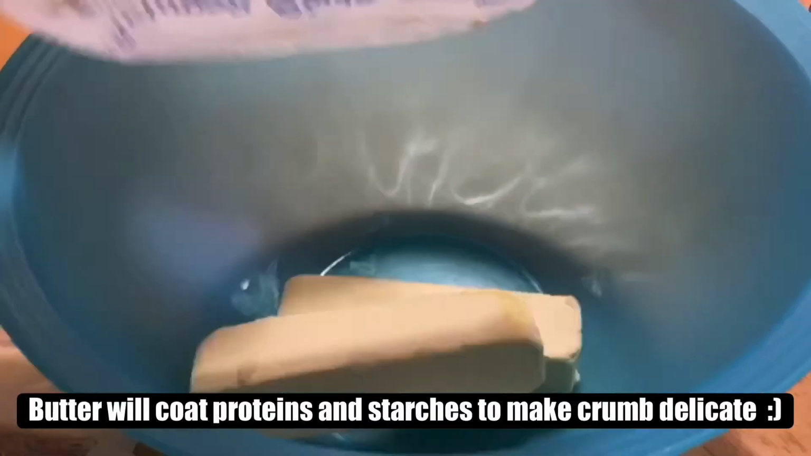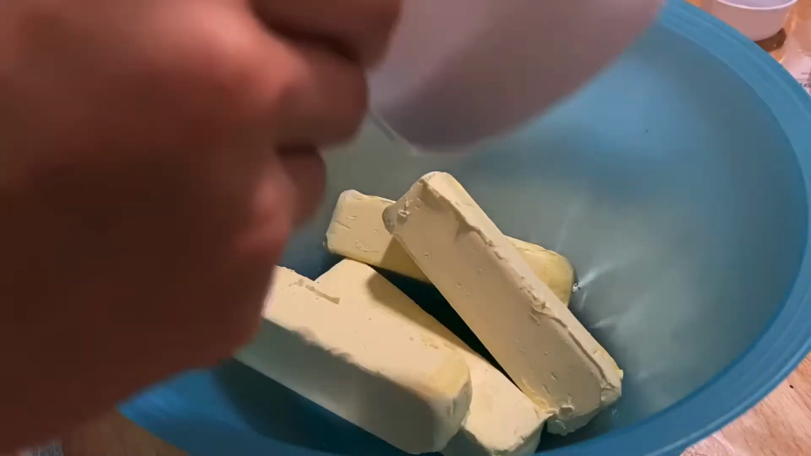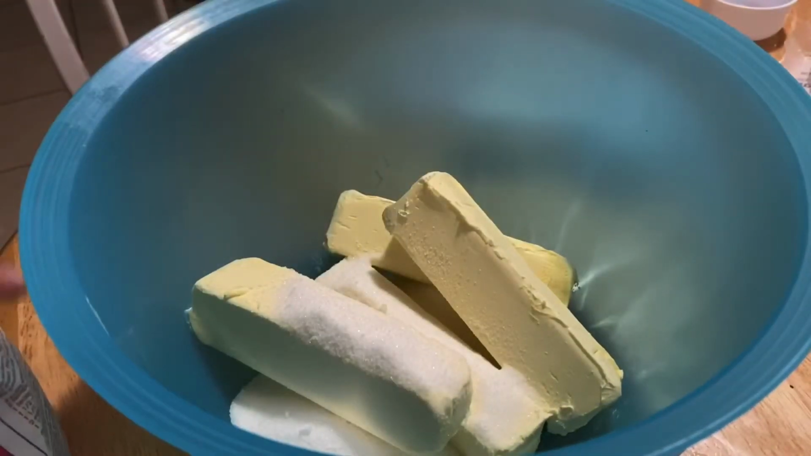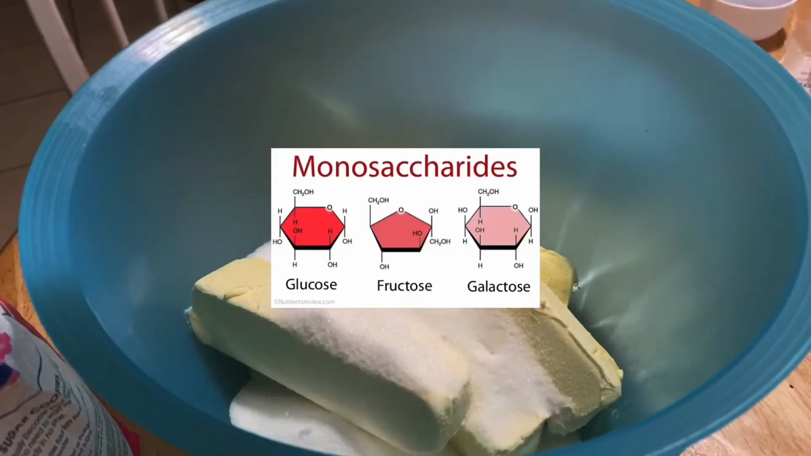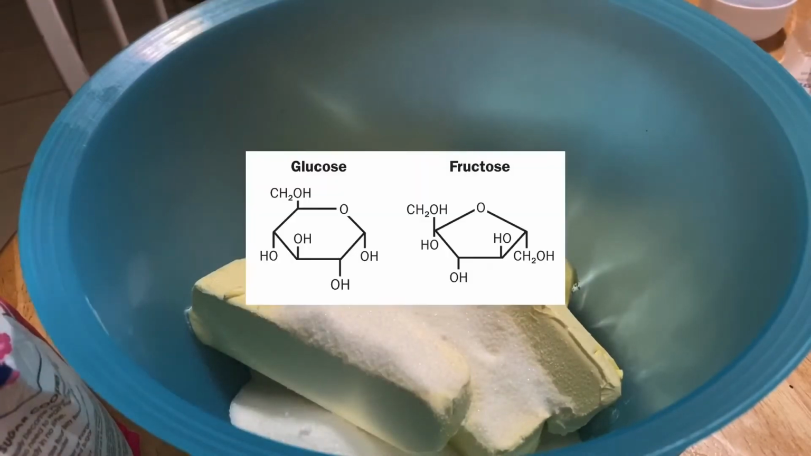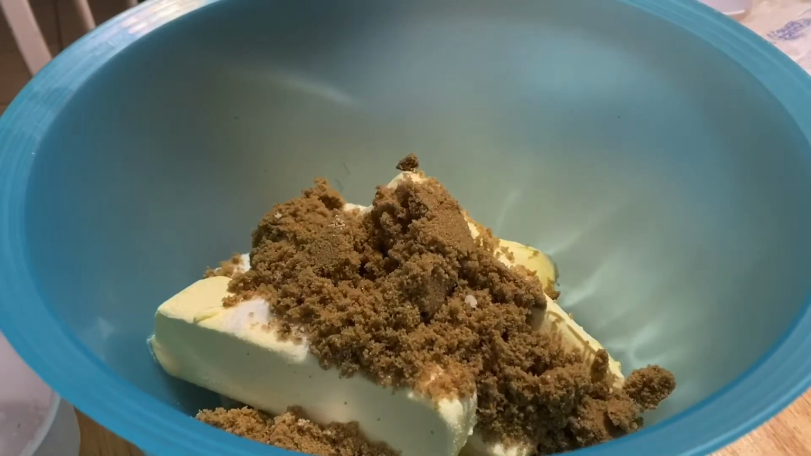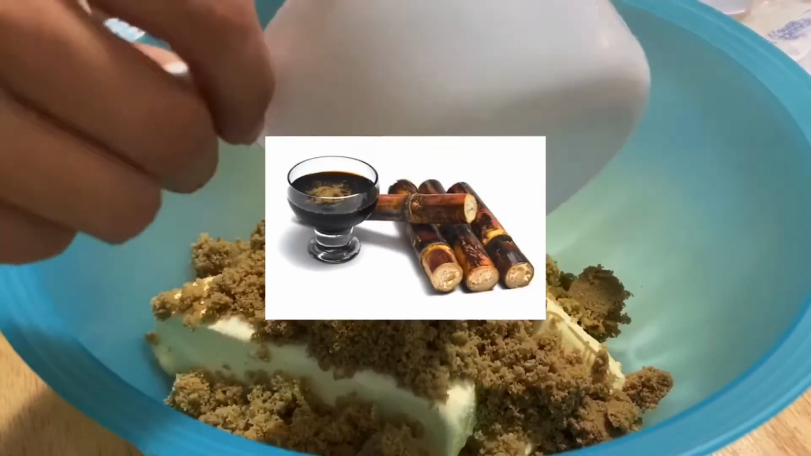We'll start by adding our butter, which will create a more delicate crumb. Then we'll add in our sugar, which is a sucrose and disaccharide, a disaccharide being a sugar that contains two monosaccharides, a monosaccharide being the most basic form of sugar, of glucose and fructose. Next, we'll add in our brown sugar, which is just regular sugar that has sucrose crystals covered in cane molasses, which gives it its brown color.